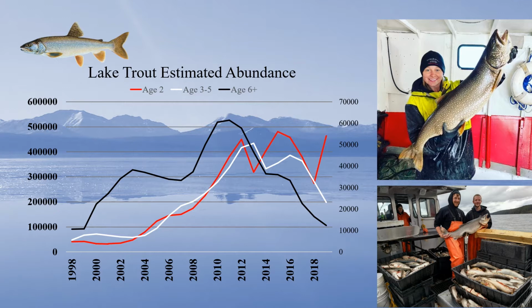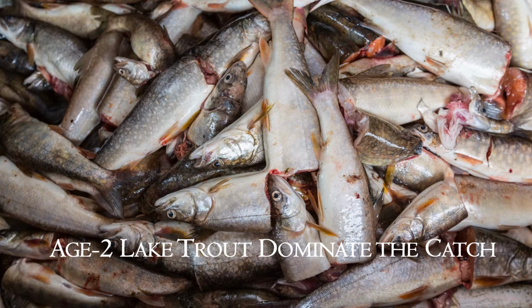The white line are the middle-aged lake trout, age 3 to 5, which we've also caused to decline in recent years. What we still catch, though, are an abundance of age 2, very young recruiting lake trout, which has been variable over years, but still fairly strong, and they represent a high proportion of our annual catch. So our age 2 lake trout continue to dominate the catch, and we'll work on ways to get this stopped.